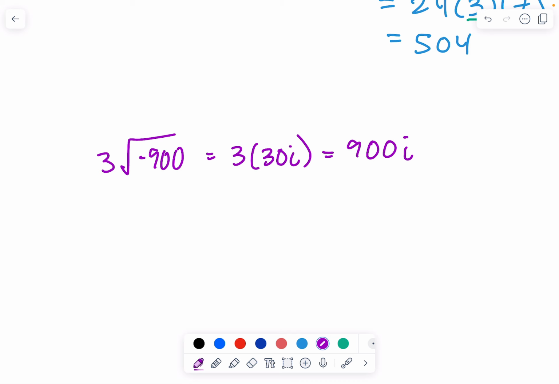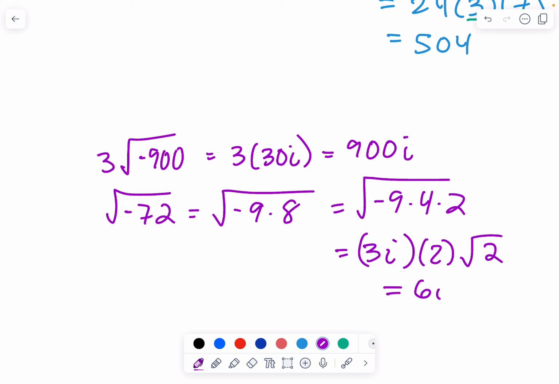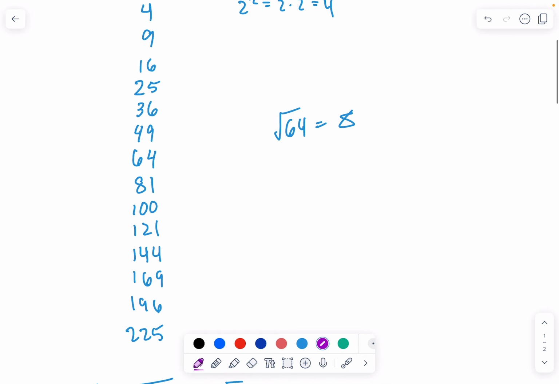One more example, square root of negative 72. I could break that into negative 9 times 8 and break that into negative 9 times 4 times 2. So that would be 3i times 2 root 2, so 6i root 2. And that's how you simplify square roots using perfect squares and when there's a negative under the radical.